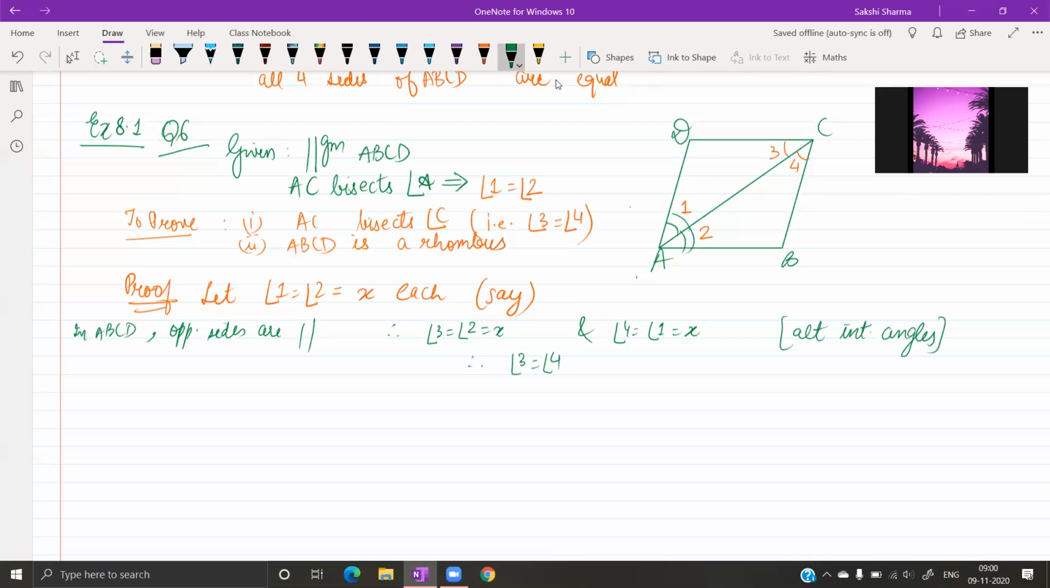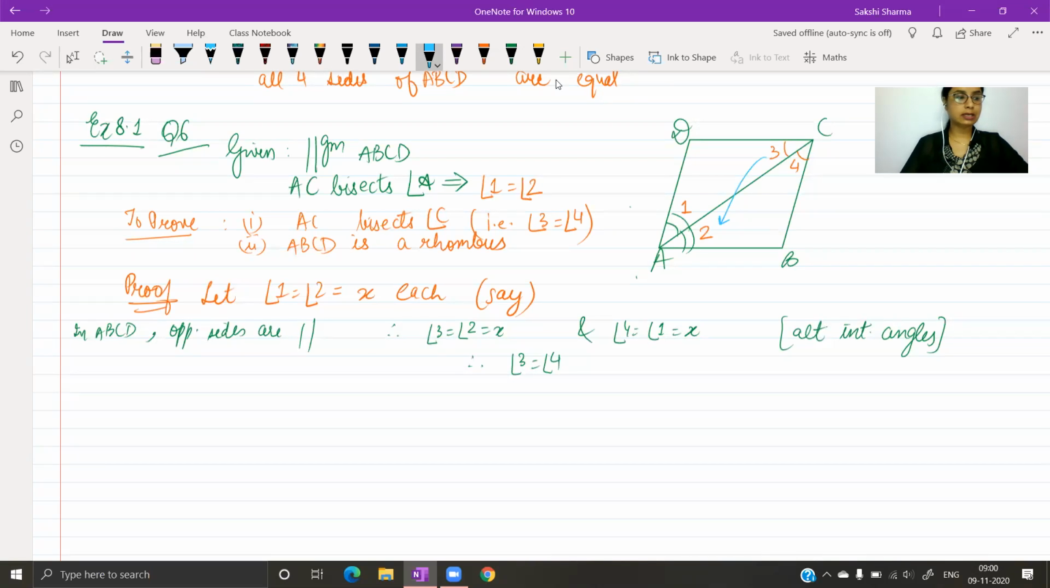Can you explain the proof? Of course. You have been given that there is a parallelogram ABCD. Its diagonal is bisecting angle A. So angle 1 and angle 2 are equal to each other. You have to prove that angle 3 is equal to angle 4. I could have done this with congruence also, but that would be just extra. Eventually, I would be using the fact that 1 and 2 are equal. That's why 3 and 4 are equal, because angle 3 is equal to angle 2.